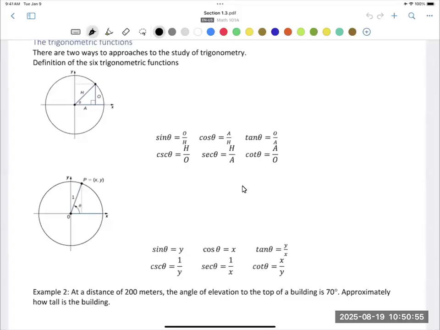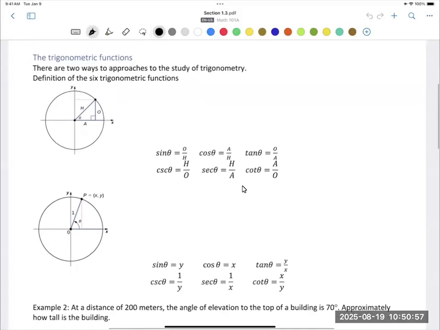All right, trigonometry functions. So we're going to review trigonometry functions in this video. There are two ways that you can approach studying trigonometry. One way is using the right triangle. The other way is using the circle, the coordinate point on the circle, but we still need to draw the right triangle on the circle in order to get the trigonometry ratio.